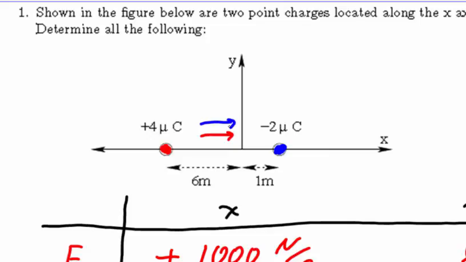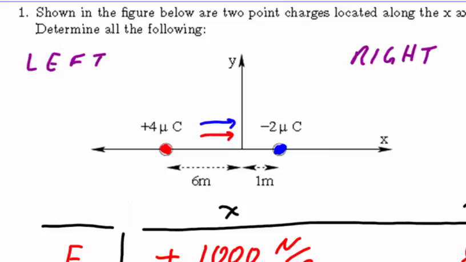There is no way that you could possibly satisfy equal and opposite so as to get an electric field of 0 anywhere between these two charges. That just isn't happening. So let's consider instead the region to the left and the region to the right. On the left, I can label two directions. Away from the positive charge means to the left, toward the negative charge means to the right, and so these will be electric field contributions in opposite directions.